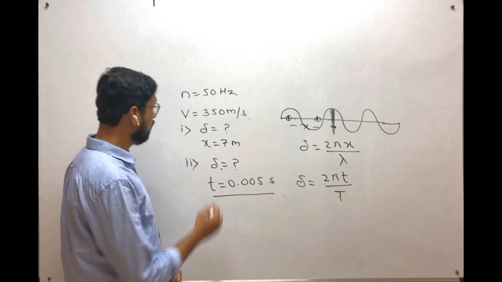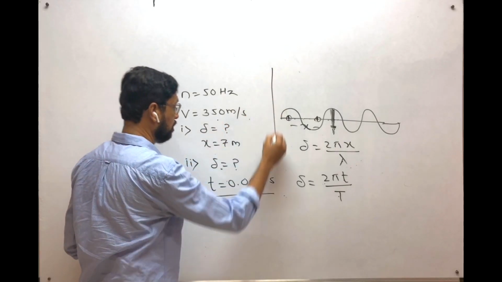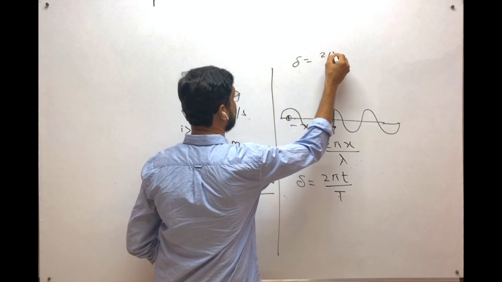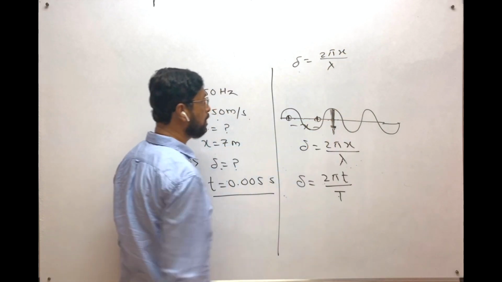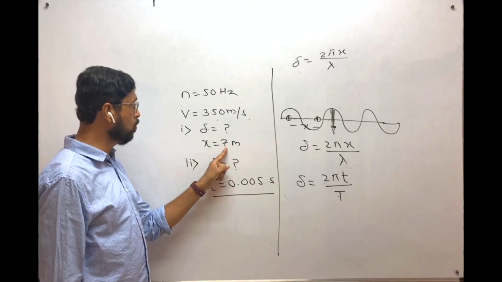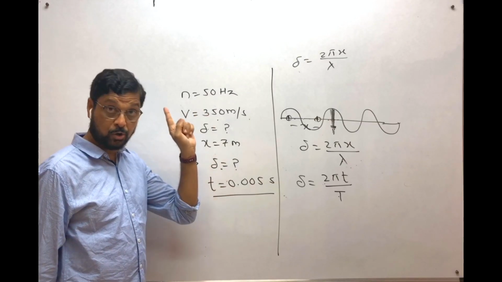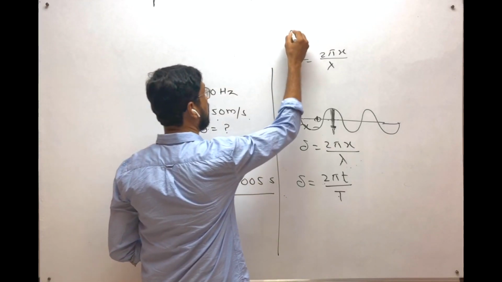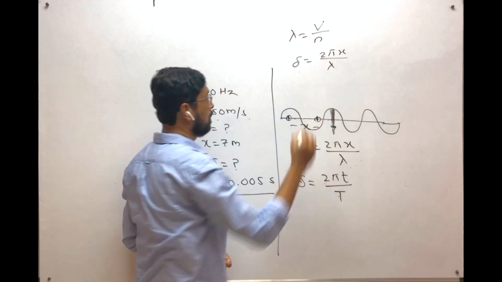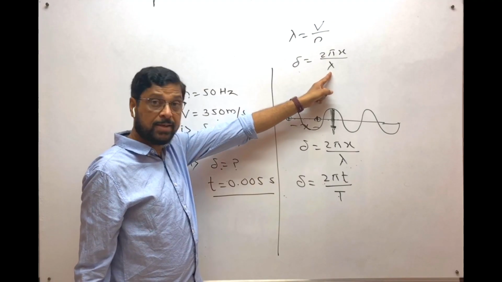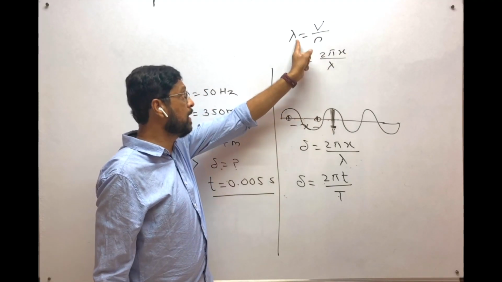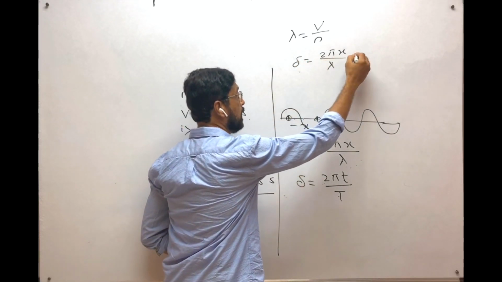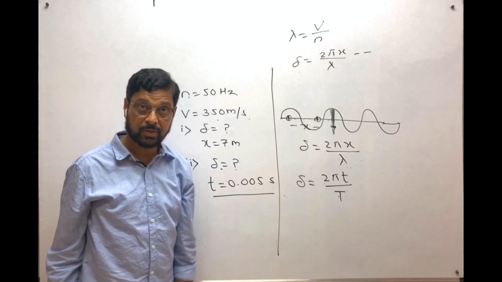So first answer, you have to find delta, which is 2 pi x by lambda. X is known, lambda is not known. In place of lambda, you can write v by n, or first you can find the value of lambda. या तो यहाँ पे lambda की जगह v by n लिखो, या पहले lambda की value find करो v by n, and then put it here. You'll get the value of delta.